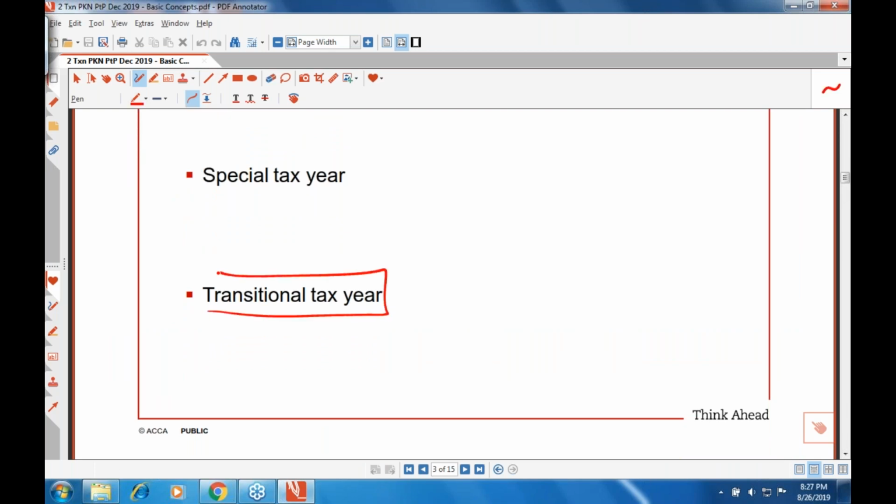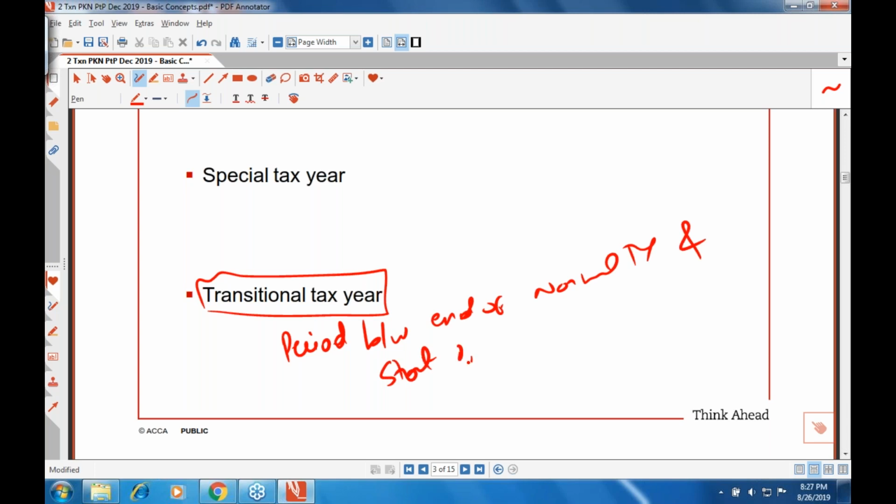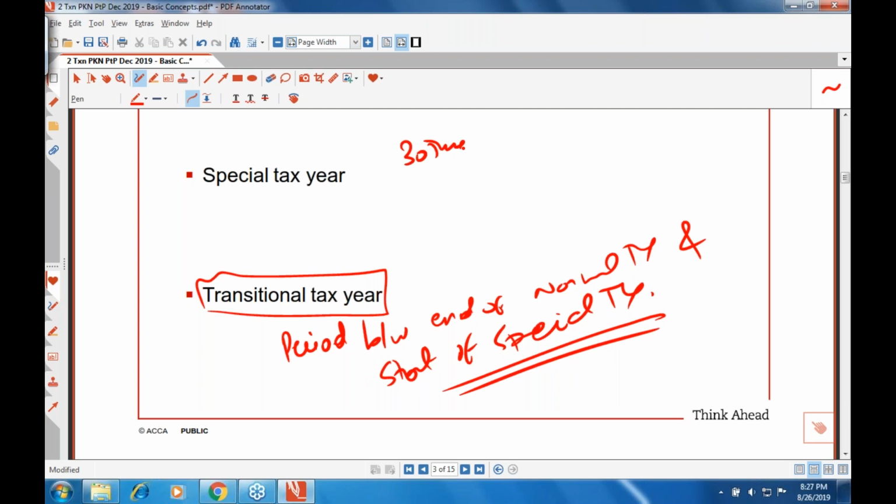So when we talk about the concept of transitional tax here, what do we mean by this? The transitional tax year is the period between the end of the normal tax year and the start of a special tax year. For example, you had a normal tax year ending 30th June 2019. Now you apply to the tax authority for a special tax year, and the special tax year that you've applied for is, let's say, 1st August 2019 till 31st July 2020.